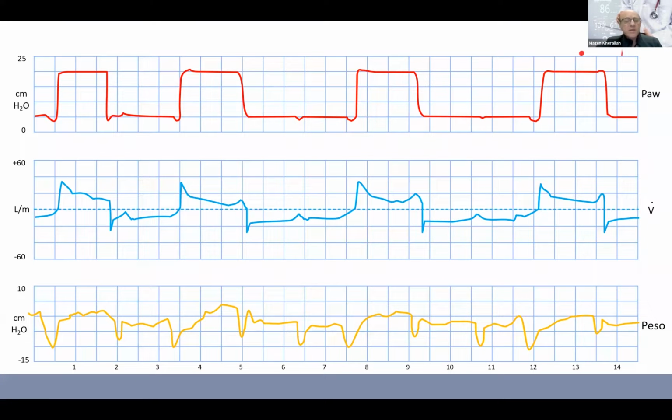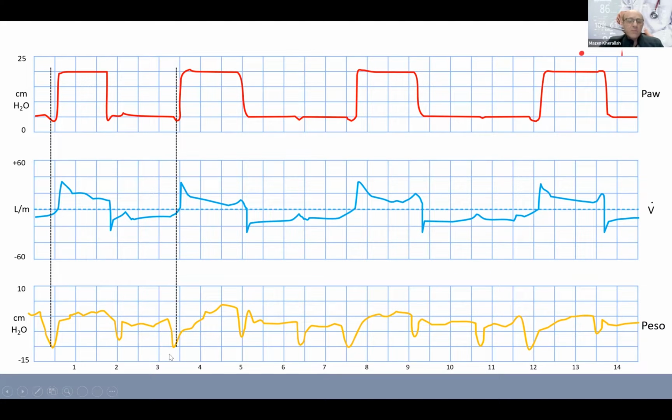So let's take a look on this example here. What you see is first breath here, negative deflection. You can see pressure is triggered, machine is triggered. Flow is decelerating flow waveform. This coincided with negative excursion in the esophageal pressure.